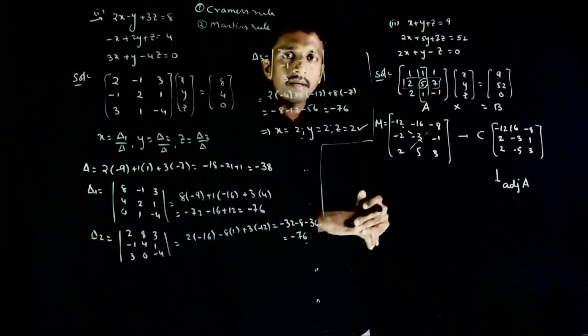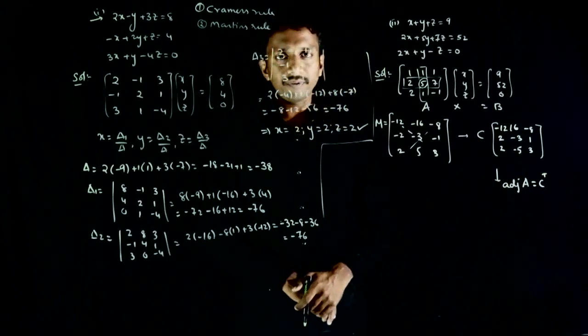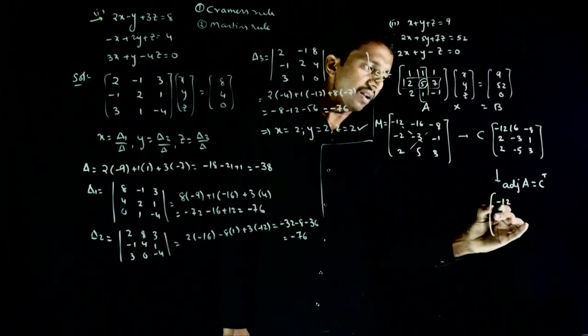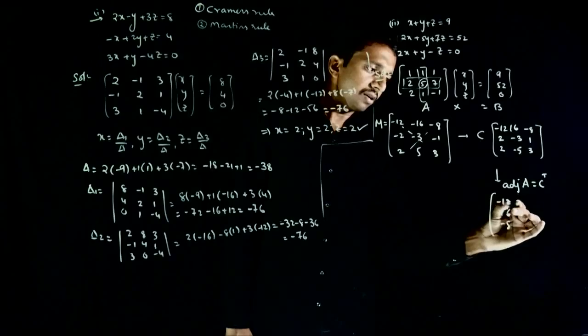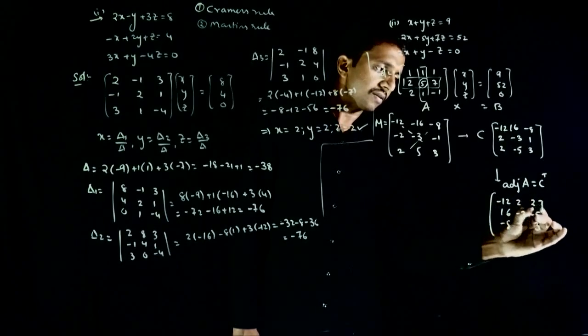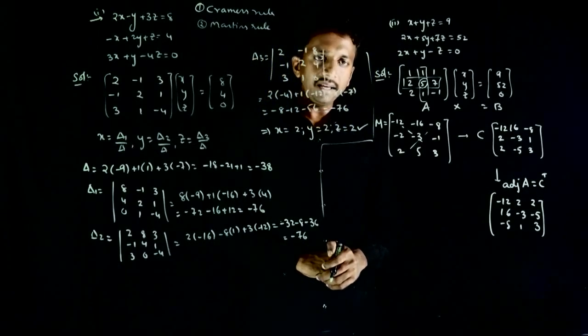And then what is adjoint of A? Adjoint of A is nothing but the transpose of the cofactors matrix. इसका transpose करेंगे, which is minus 12, 16, minus 8, 2, minus 3, 1, 2, minus 5 and 3. This is adjoint of A.